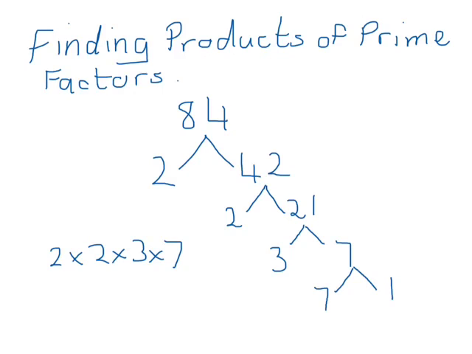A shorter way of writing this is to say 2 squared, or 2 to the power 2, times 3 times 7. These are both the same, they're both correct.